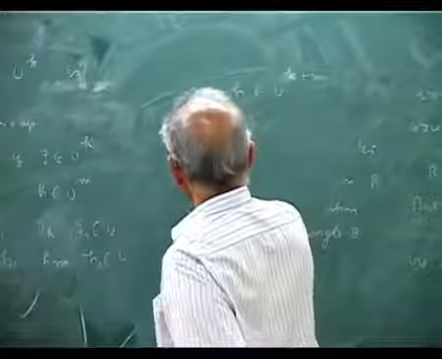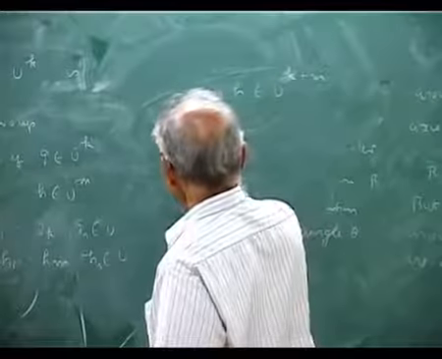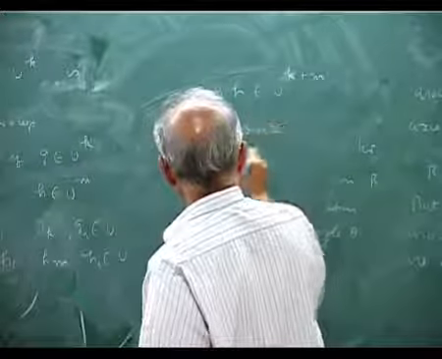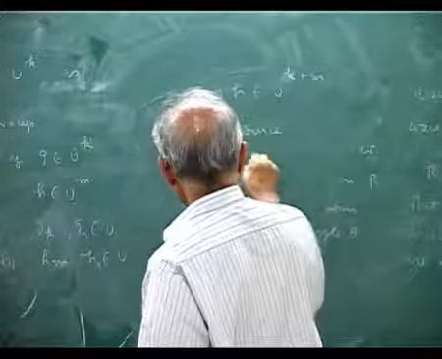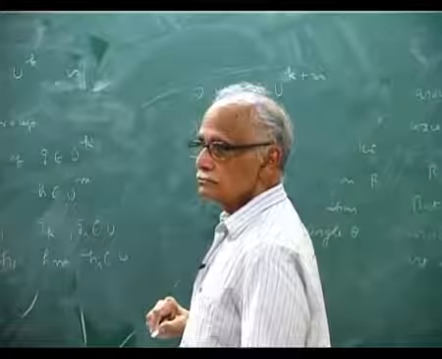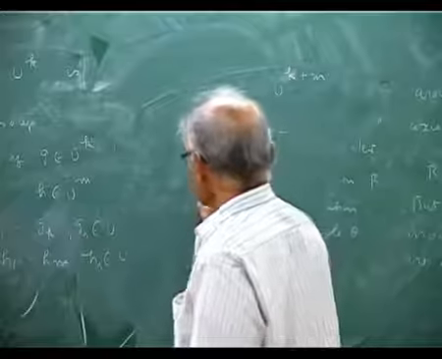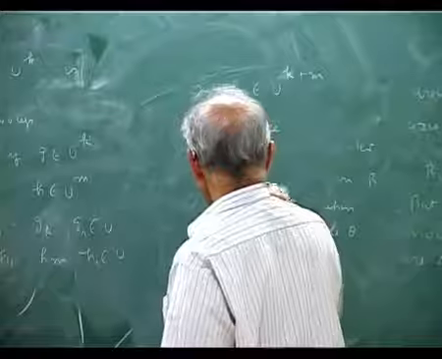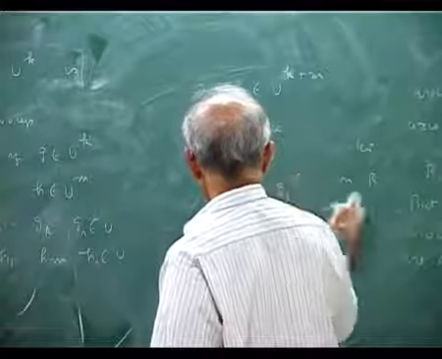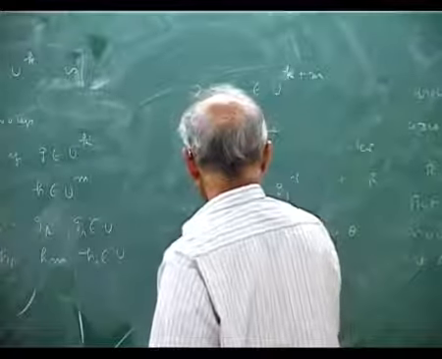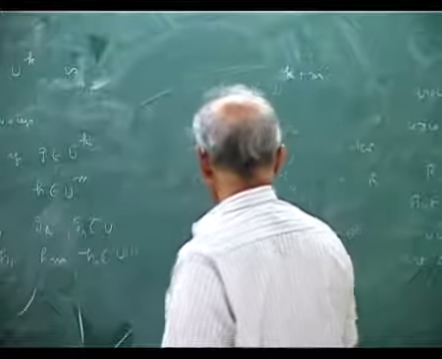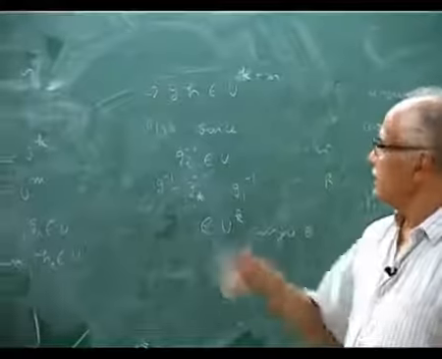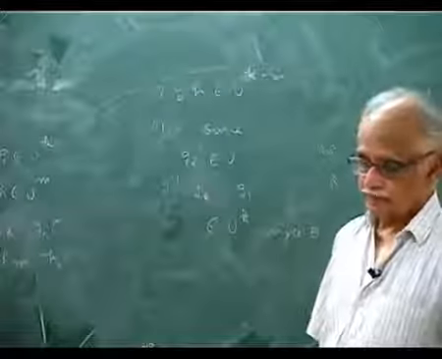Similarly, G inverse is also in the union, since each Gi inverse is in U, and G inverse, which is Gk inverse up to G1 inverse, is in U to the k. So for sure this generates a group.